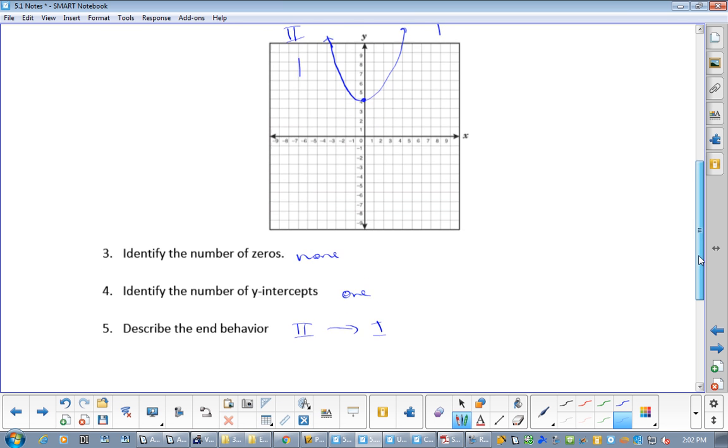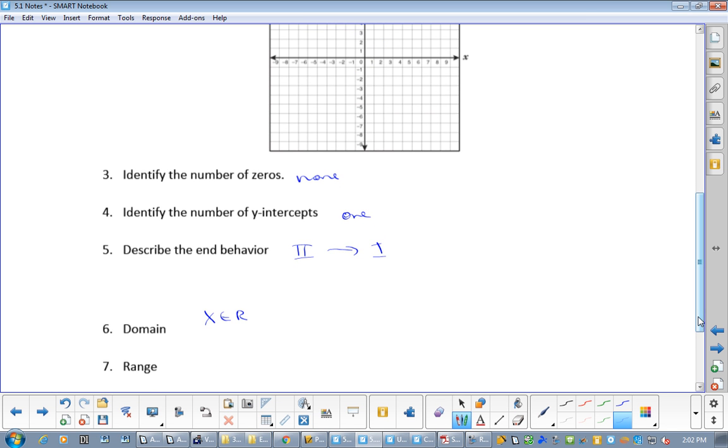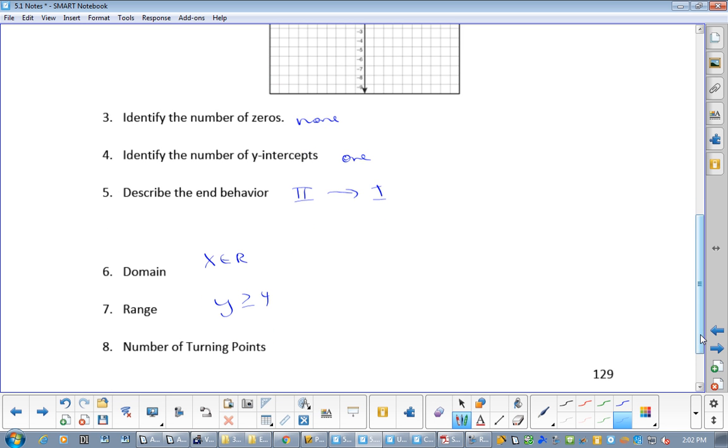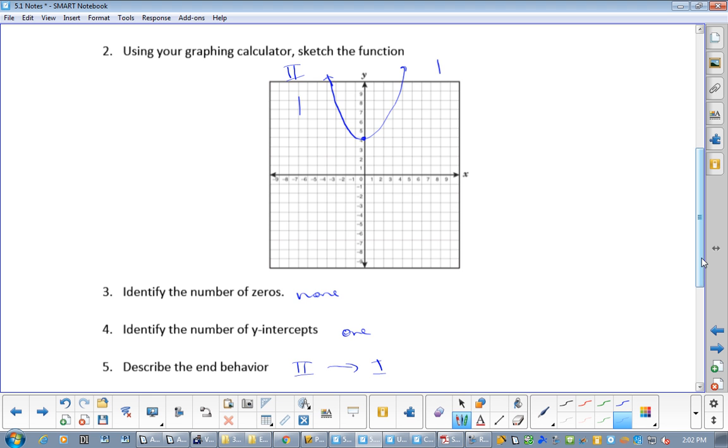Domain. Yeah, x is in the reals, good. How about the range? Y is greater than or equal to 4. See, it's all the 4 and up. Number of turning points. Come on, if you're driving a car, how many times have you turned? Once, yeah.